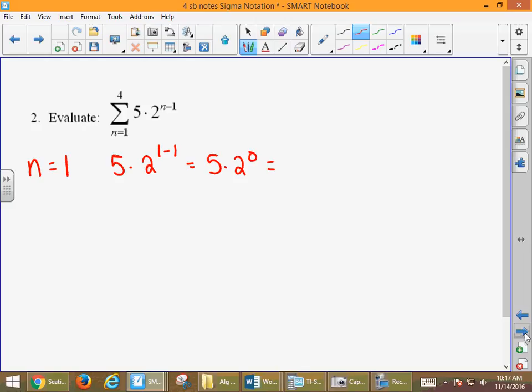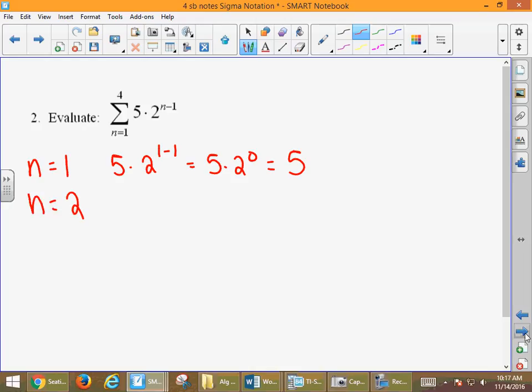Anybody know what 2 to the 0 equals? Jordan? It equals 1. 5 times 2 to the 0, so this is 5 times 1, which is 5. You can still type that in. You don't have to know 2 to the 0, but every time I get a chance to talk about that, I want to remind people that any number to the 0 power does equal 1.